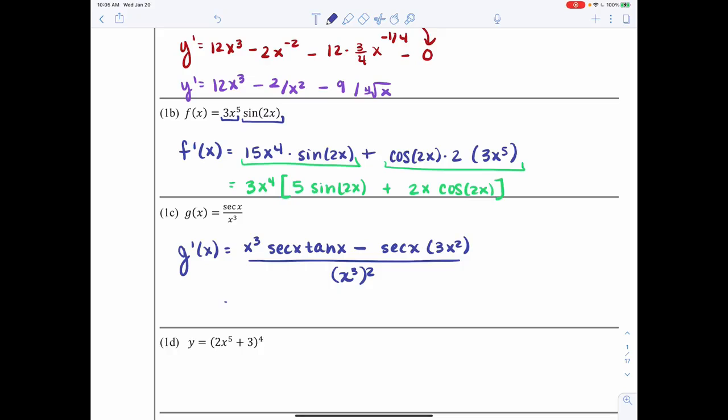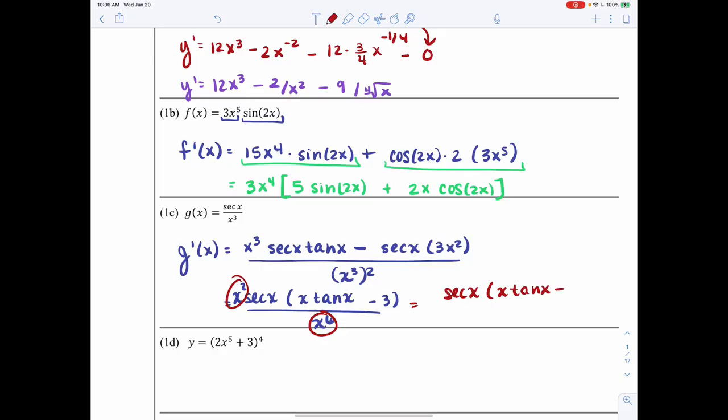Let's simplify this a little bit. So let's take out a secant x. We'll have x tan x minus 3 over x to the 6th. And actually, I could have taken out an x squared with this as well. There should have been an x squared, my bad. And then let's actually reduce that x squared and the x to the 6th. That is totally my bad. So your final answer should have been secant x, I got ahead of myself, times x tan x minus 3 over x to the 4th, okay?